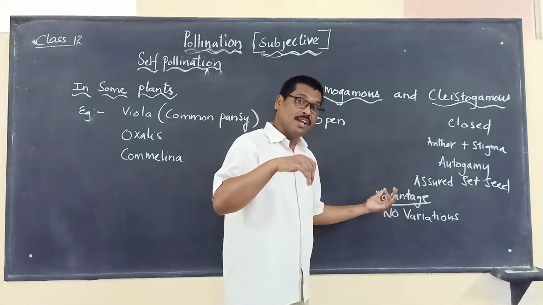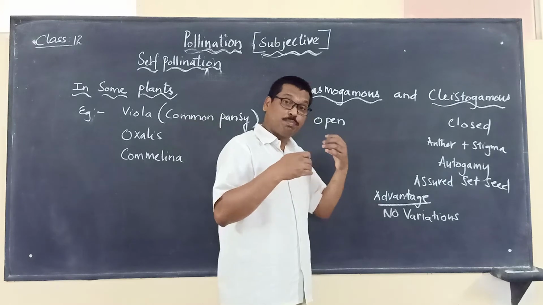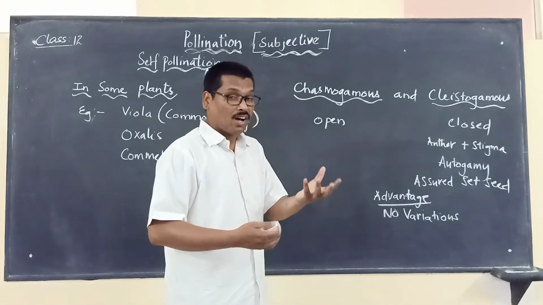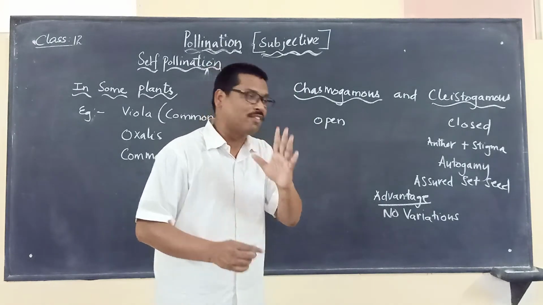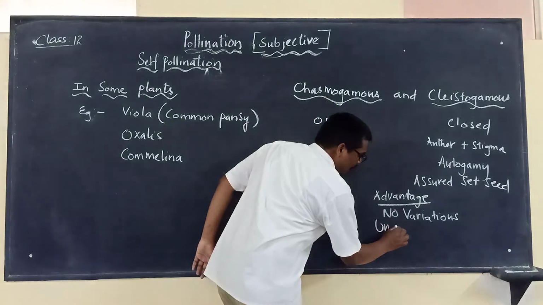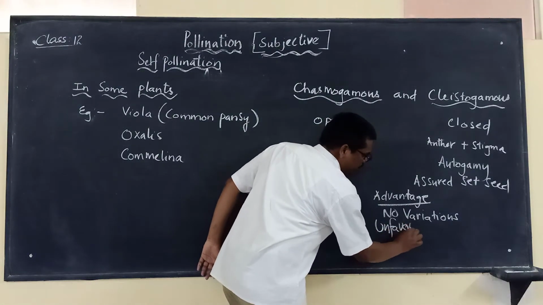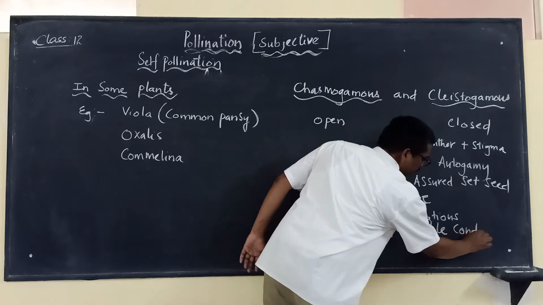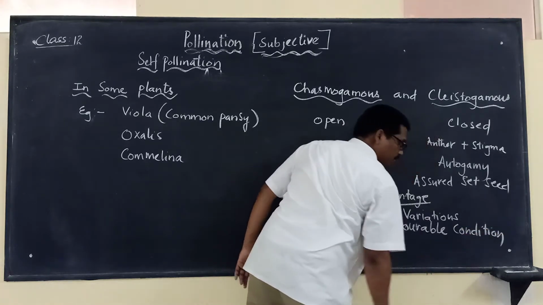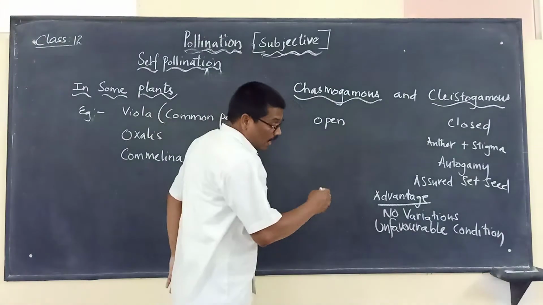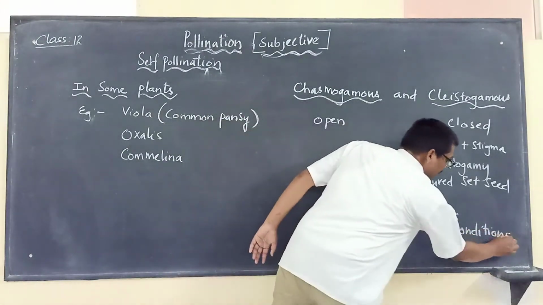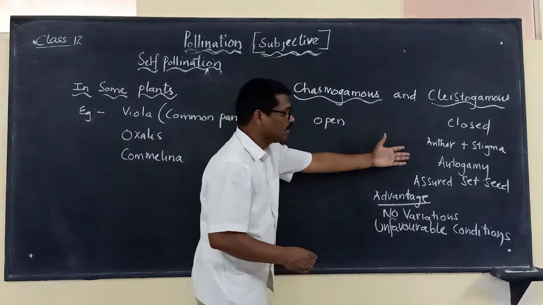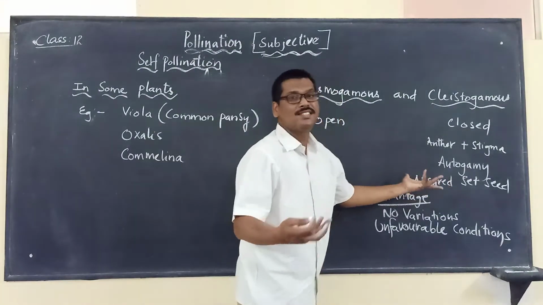One another advantage is that it produces the flowers or the seeds even under unfavorable conditions. Even under unfavorable conditions, it can produce the flower seeds. During unfavorable conditions, it can undergo the process called autogamy, and produces the seeds.